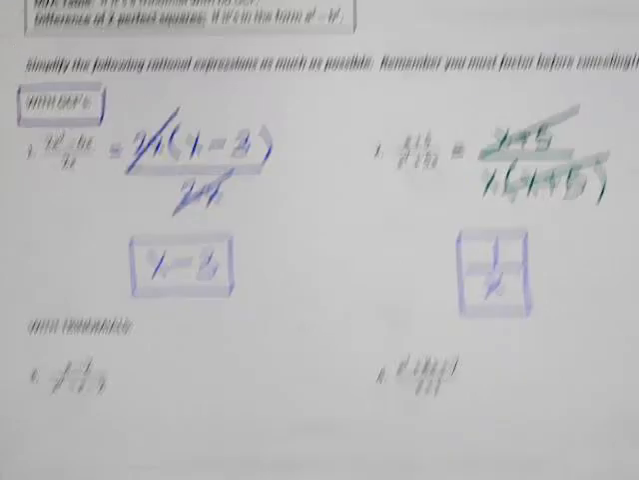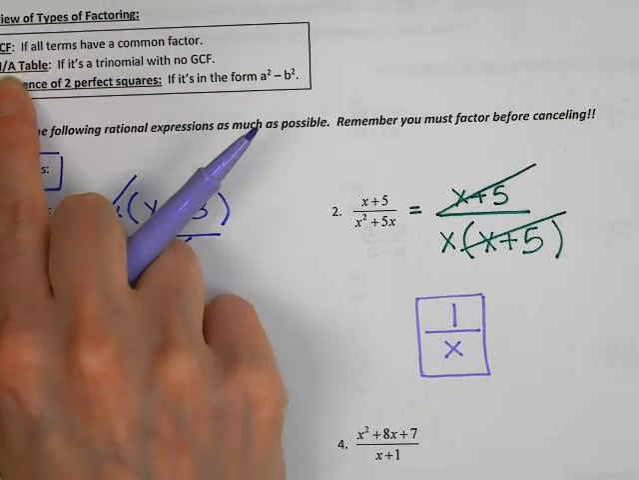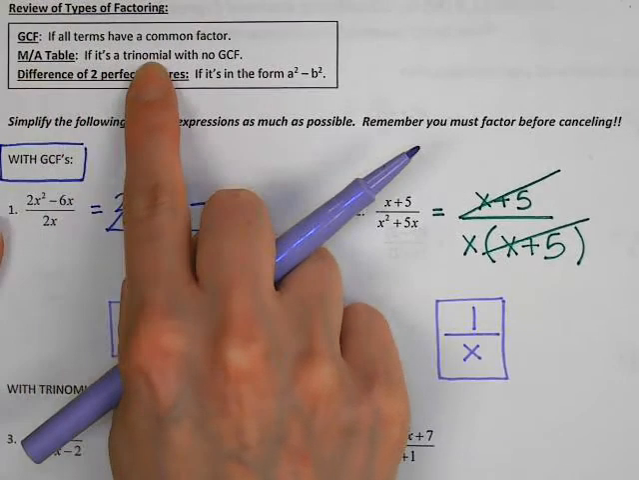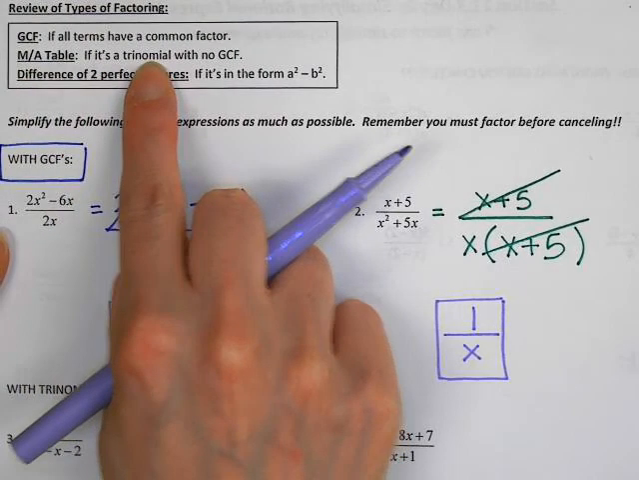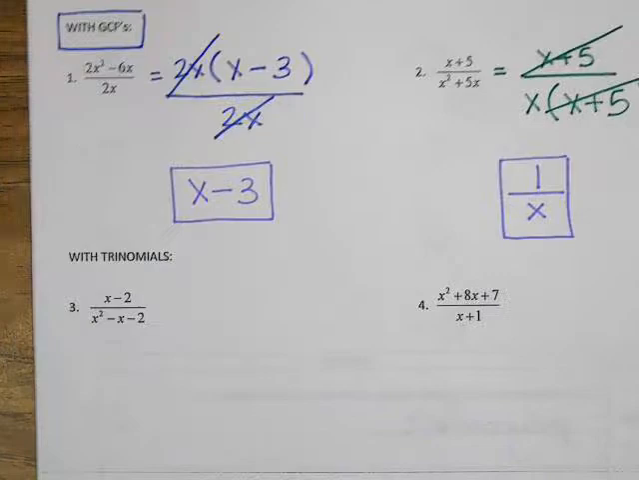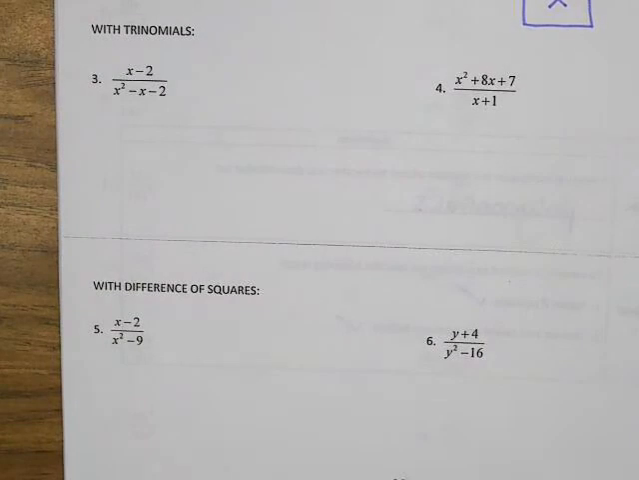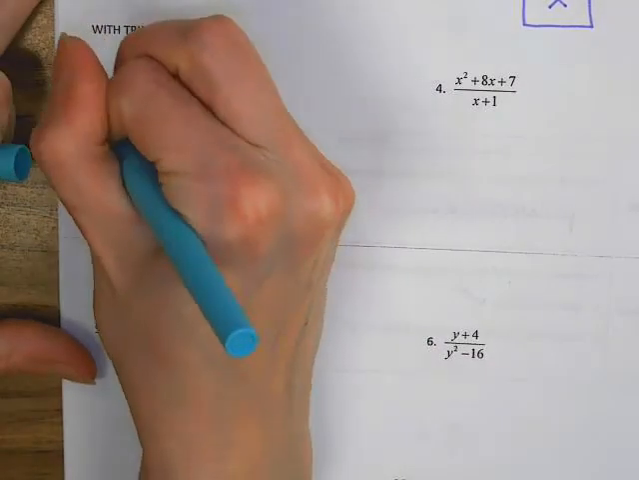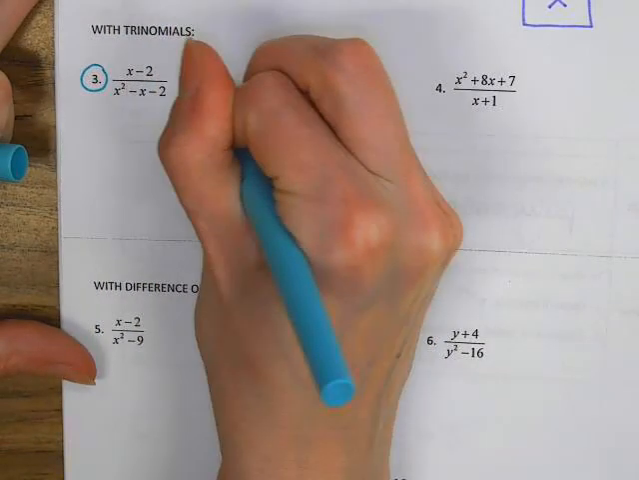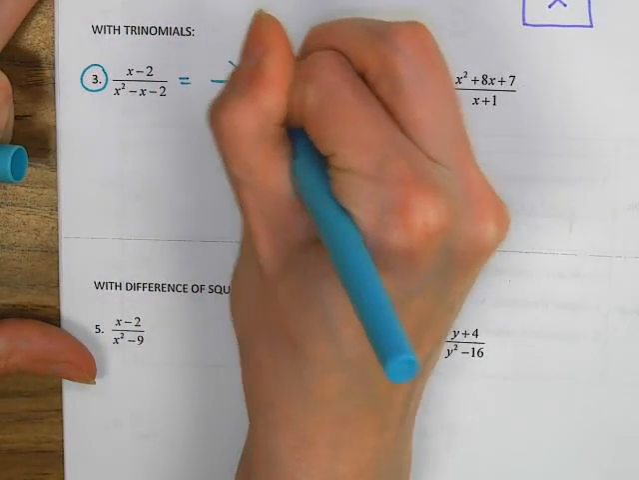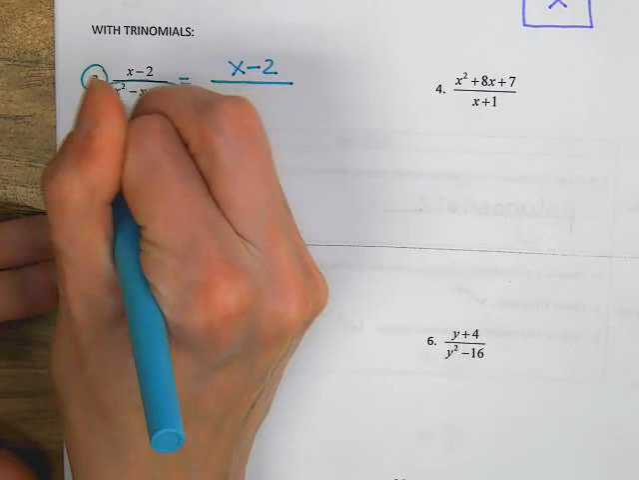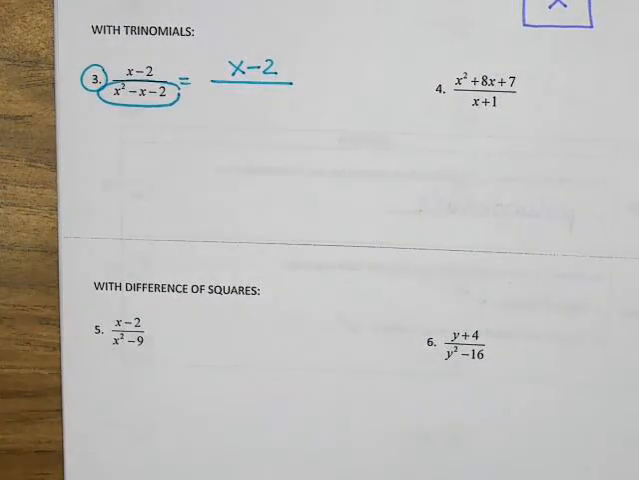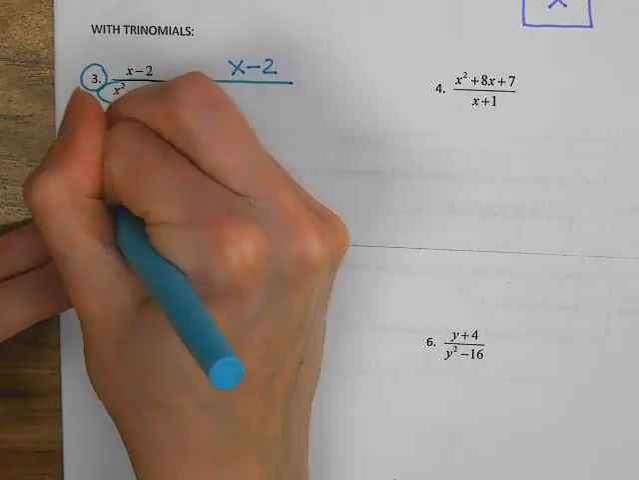All right, moving on. MA table. If there's ever a trinomial with no GCF, you have to factor by MA table. These are, I think, the hardest ones. Okay, so let's look at number 3. For number 3, the x minus 2 is going to stay, but this guy we have to factor. And remember to do that, we made an MA.